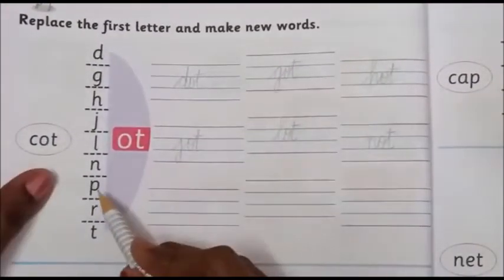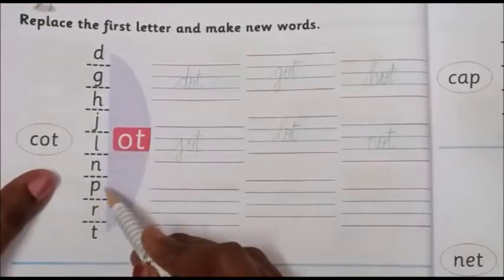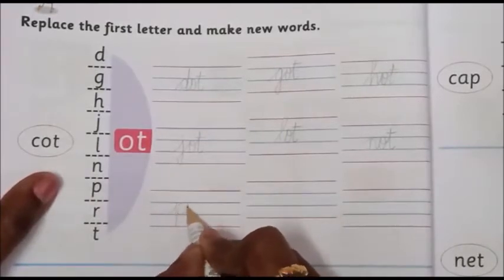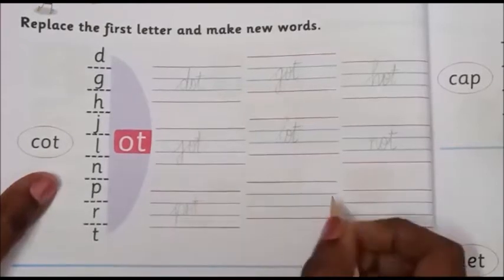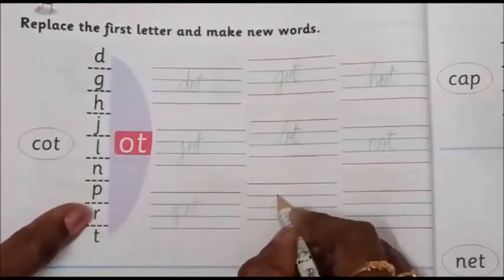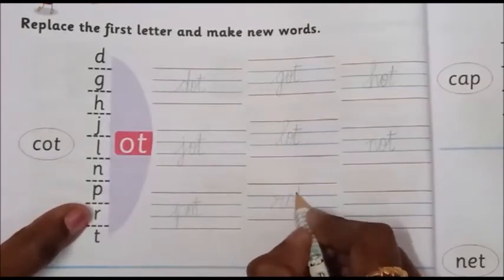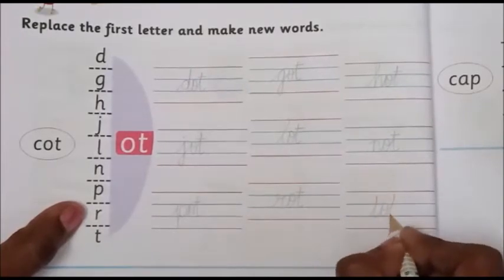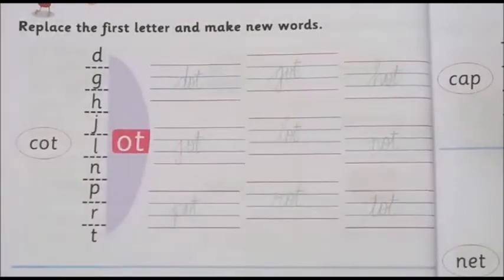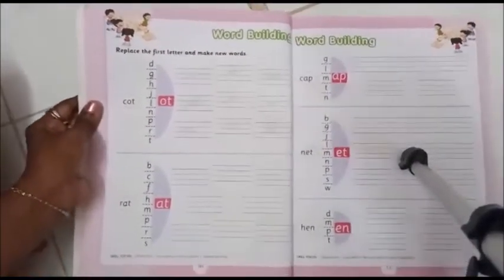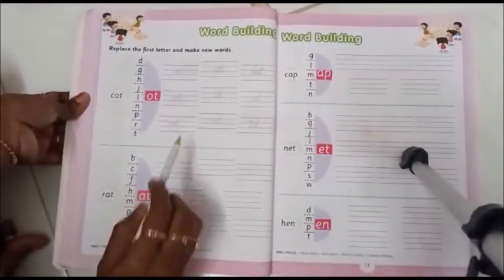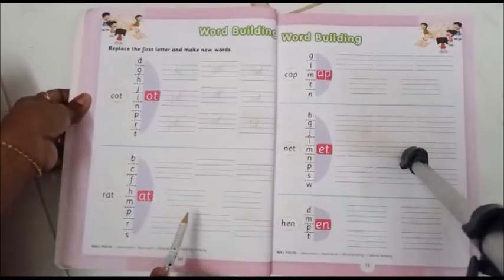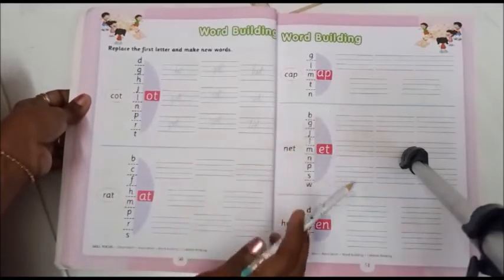See, again I will tell you. P, P-O-T, pot. Take the first letter here and the remaining letters here. See, P-O-T, pot. R, R-O-T, rot. T, T-O-T, tot. Okay, good children. See, the whole exercise is based on the same concept. Okay, I have shown you one set of how to write. The remaining concepts you have to do on your own.